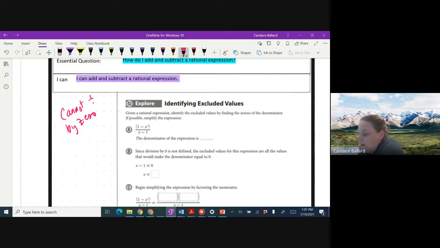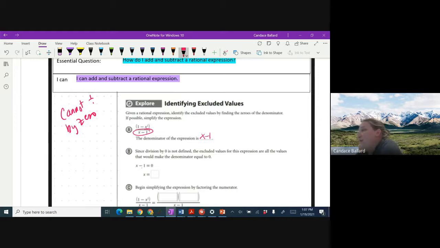So basically, they're going to step us through this. This is way more of a page than I would spend on this normally, but it explains it fairly well. So the denominator of the expression is x minus 1. Division by 0 is not defined. The excluded values for this expression are all the values that make the denominator equal to 0. So I take that expression x minus 1, set it equal to 0.